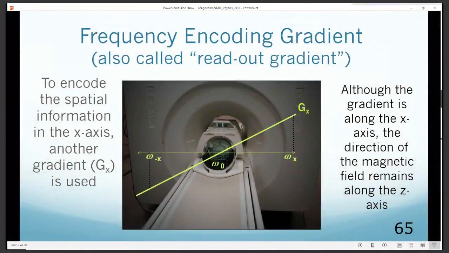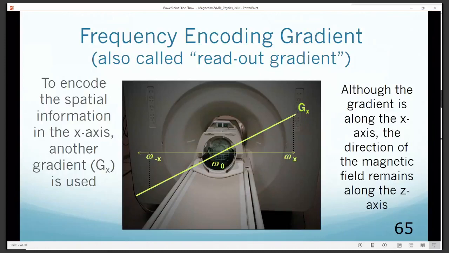So that's how you manipulate the slice selection and ensure you only get signal from a thin region within the patient. So that gets you a slice, but how do you create an image from the signal you get from that slice? Well, the next strategy is called frequency encoding.